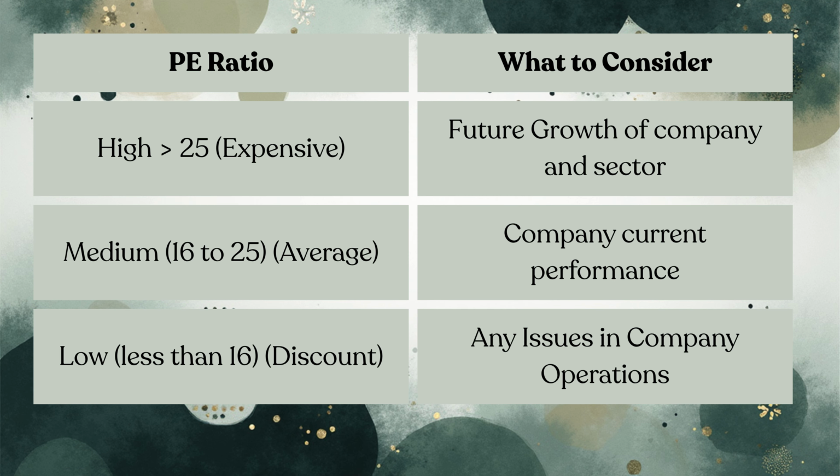Based on PE ratio, we can consider any stock with a PE ratio of 15 or less as undervalued. 16 to 25 is a medium or average valued stock. And if anything is trading at a PE ratio of more than 25, it is considered a high valued stock. Now you will have a question.